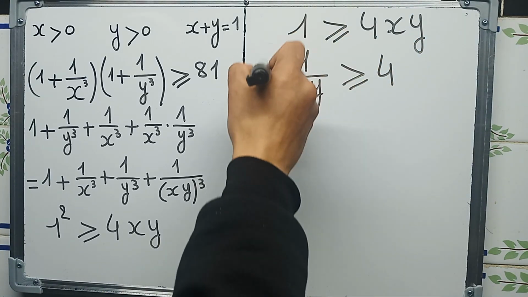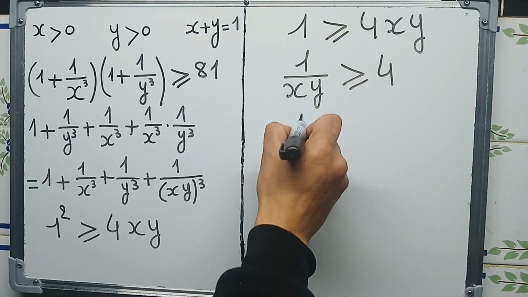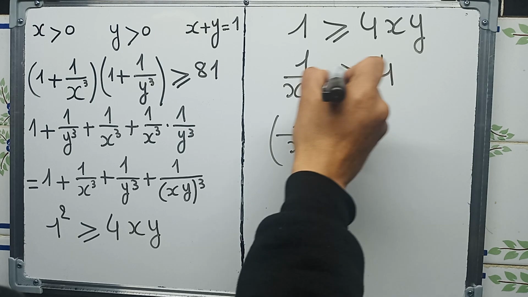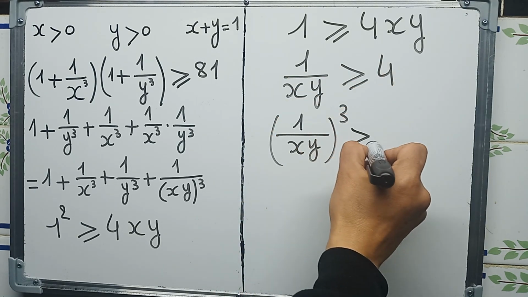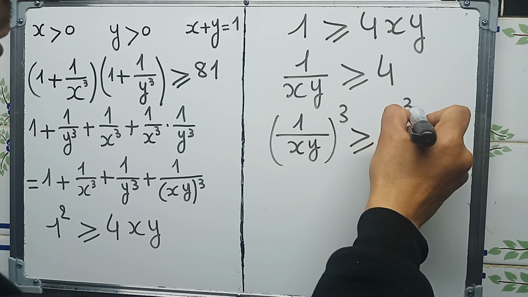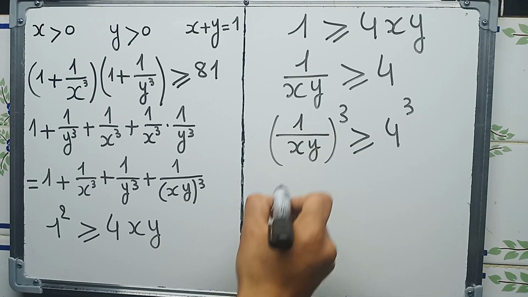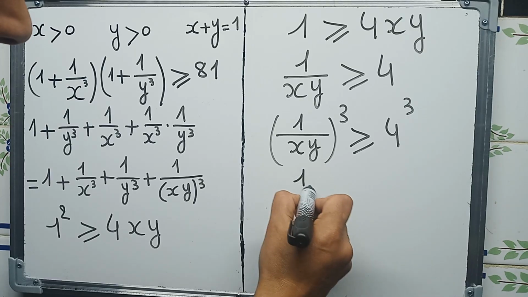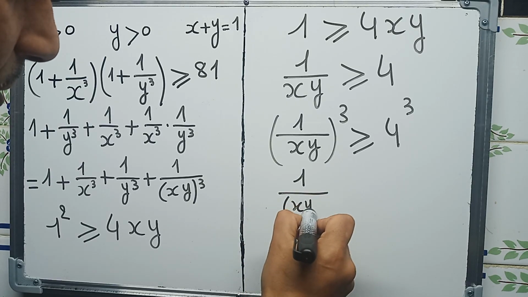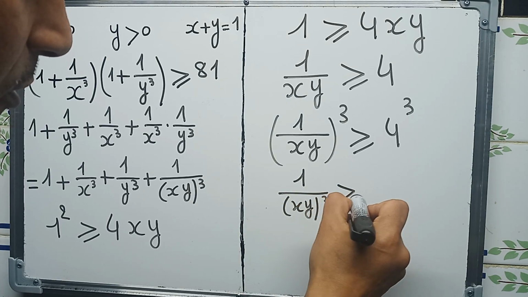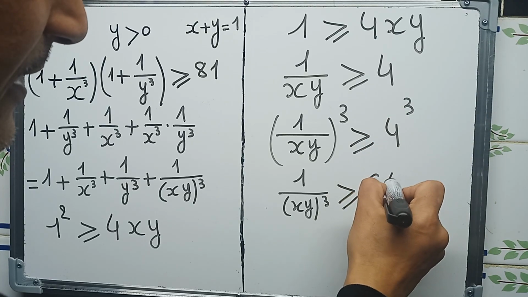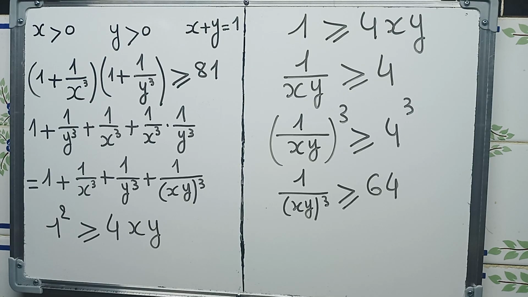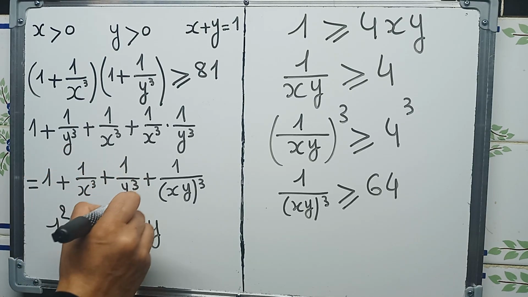Now I cube the two terms. I will have 1 over (xy) cubed, since the two terms are positive, is greater than or equal to 4 cubed, and 4 cubed is 64. So this term is just 1 cubed over (xy) cubed, which is greater than or equal to 64. Now I have this term here.